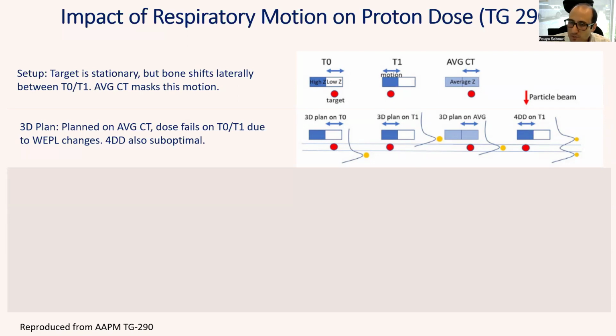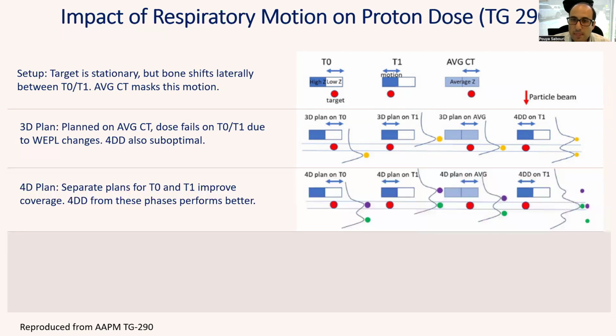And as a result, motion mitigation should definitely be considered. In the third row of the figure, TG290 explains how a 4D planning strategy can address some of these shortcomings on a 3D plan, as shown earlier. So rather than relying on a blurred average CT, the treatment is now planned on different respiratory phases individually or in a multi-CT data set.